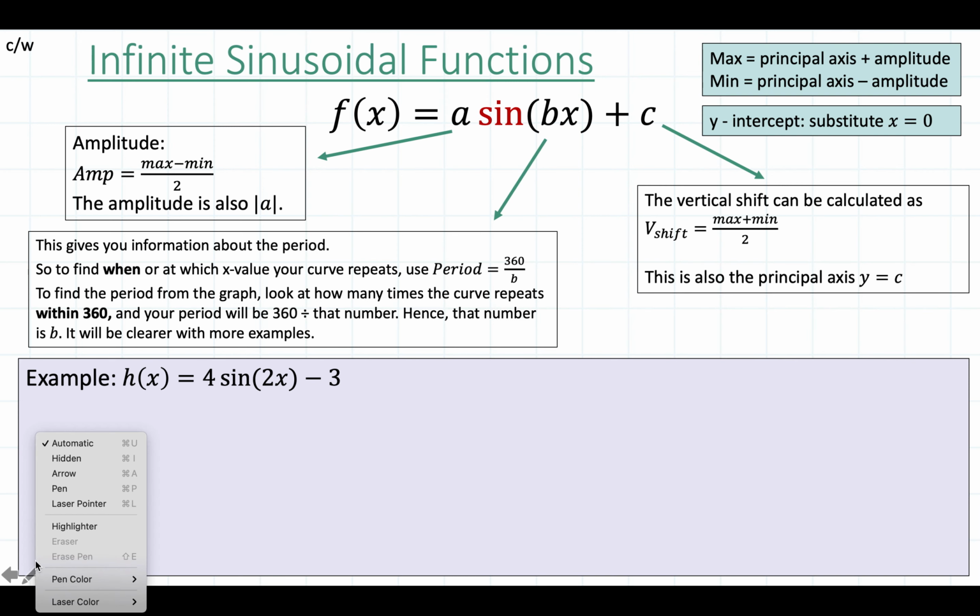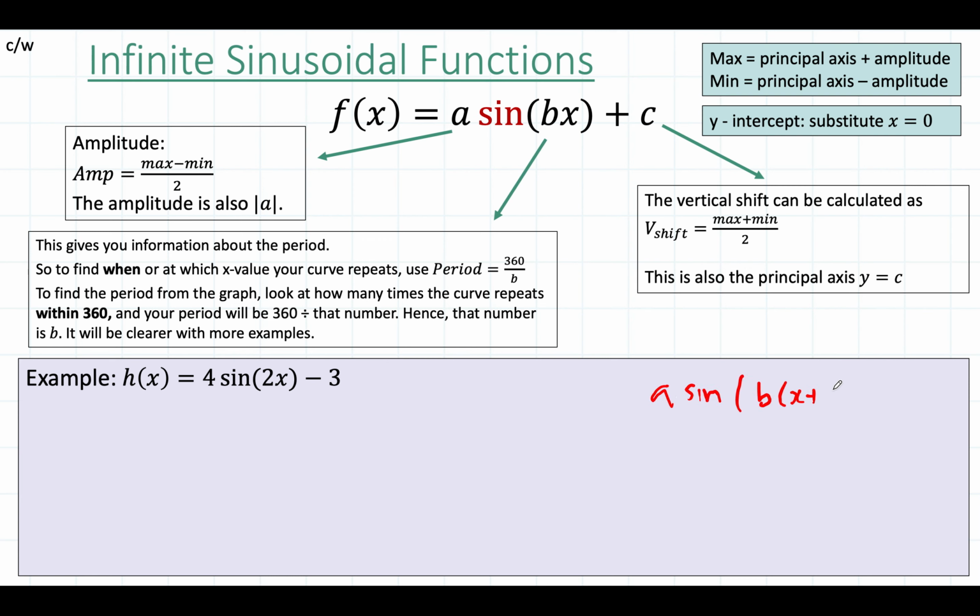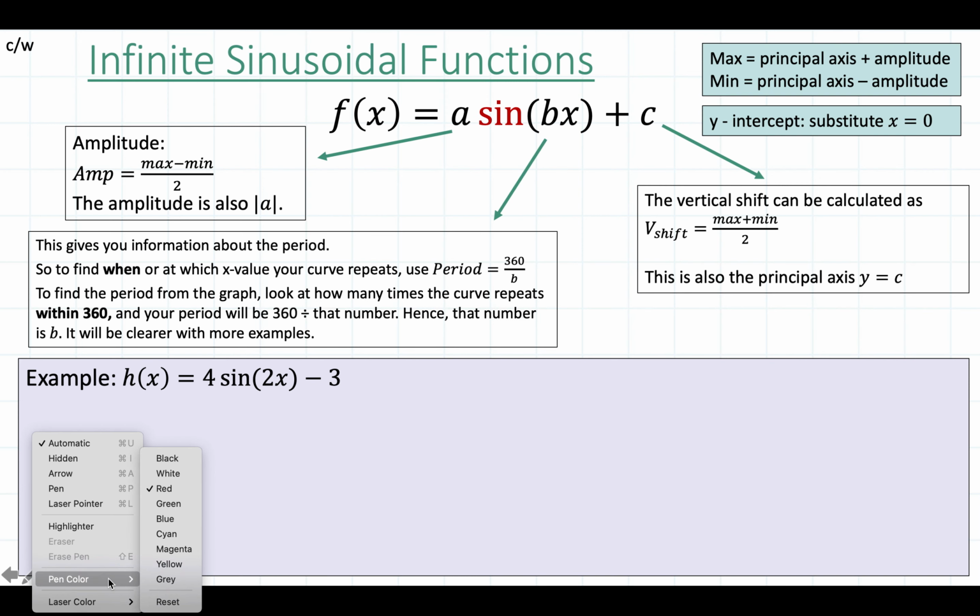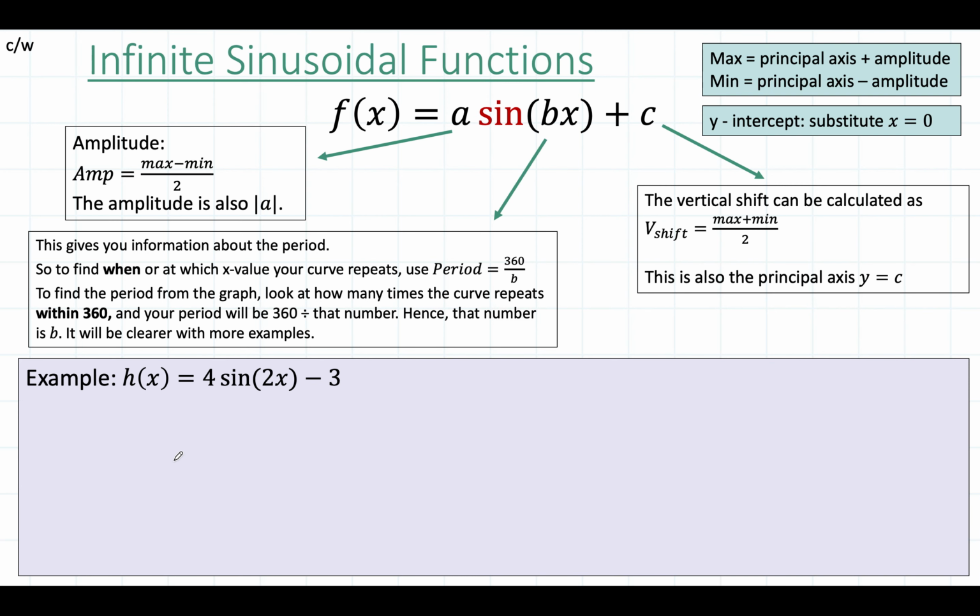In more advanced levels, your trigonometric function will look like a sine (bx plus c) plus d. So you have an extra variable in there that you'll have to deal with. But in our case, we're only going to look at these three values that will give us the main properties of our trigonometric function. And the same thing applies whether it's sine or cosine.